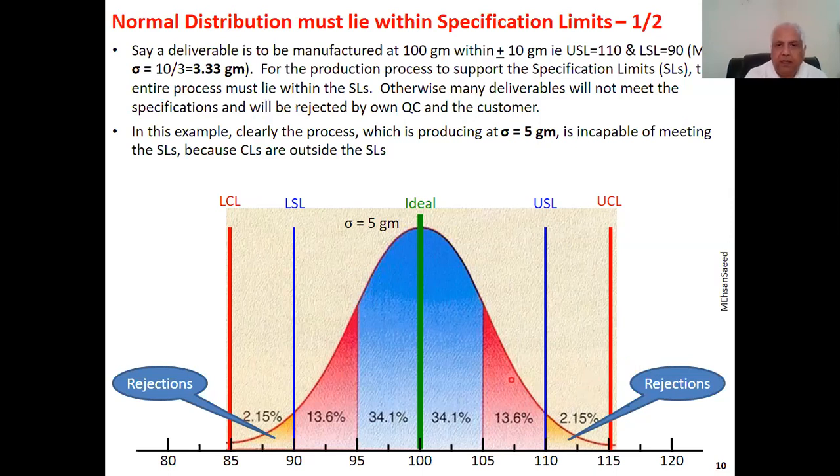In fact, compared to the standard deviation, if we look, the control limits, both upper and lower, are 15 grams from the mean. But because this is three standard deviations, 15 grams divided by 3 makes it 5 grams. So the standard deviation of our process is 5 grams, which is more than what was required, which was 3.3 grams. So obviously this process is prone to high levels of rejections in quality control.